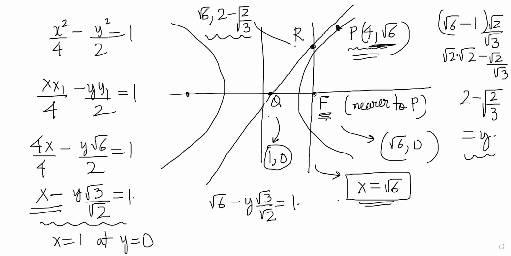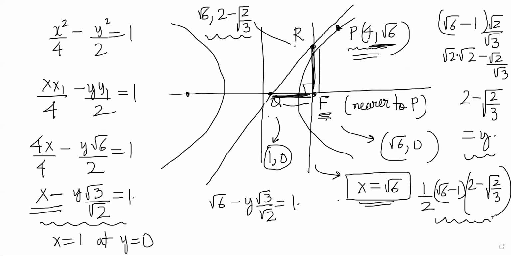And now I know all three coordinates of this triangle. This is clearly a right angle triangle, right? So the area of this right angle triangle will be half into RF into QF, right? So QF is going to be root 6 minus 1, and RF is going to be the y coordinate, so 2 minus root over 2 by 3. You have to do half of this, right? So this will give us the area of the triangle.